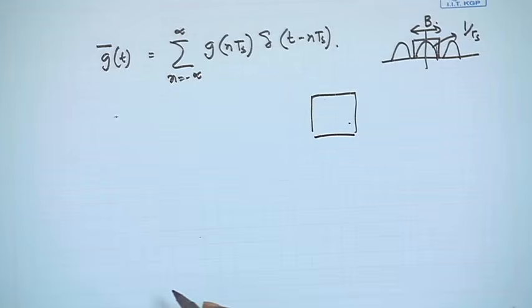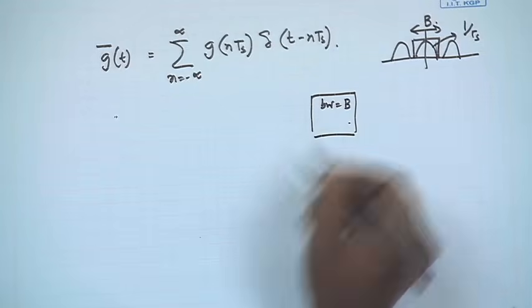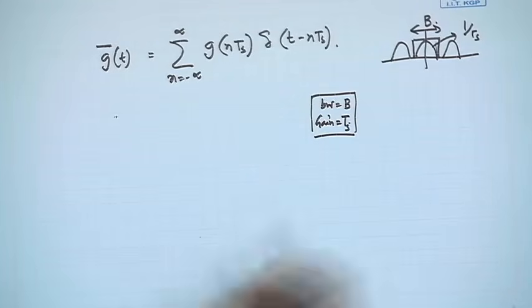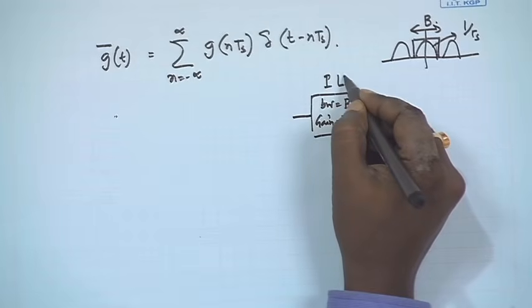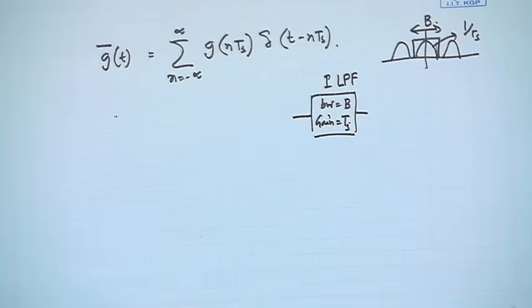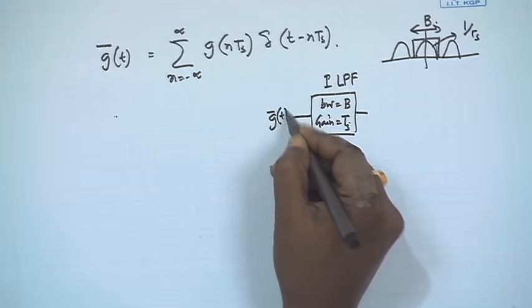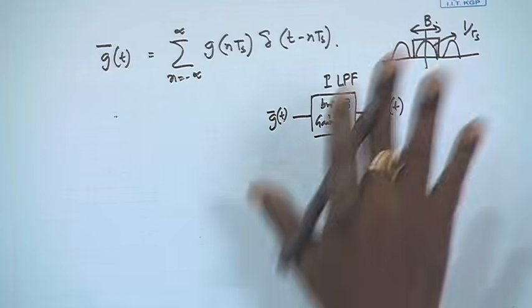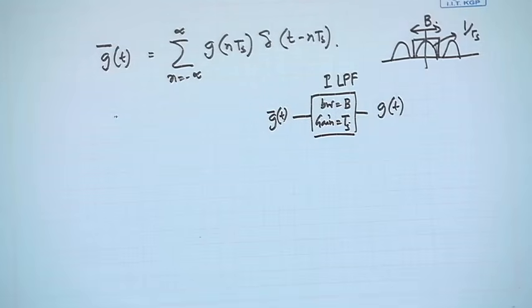So, this signal has to be passed through an ideal low pass filter of bandwidth B and gain Ts. This is an ideal low pass filter. At this side if we put g bar t, I must be getting g(t). This is something we have understood as long as the sampling has been done with the Nyquist criteria, that means Ts is less than 1 by 2B. That condition has already been satisfied.